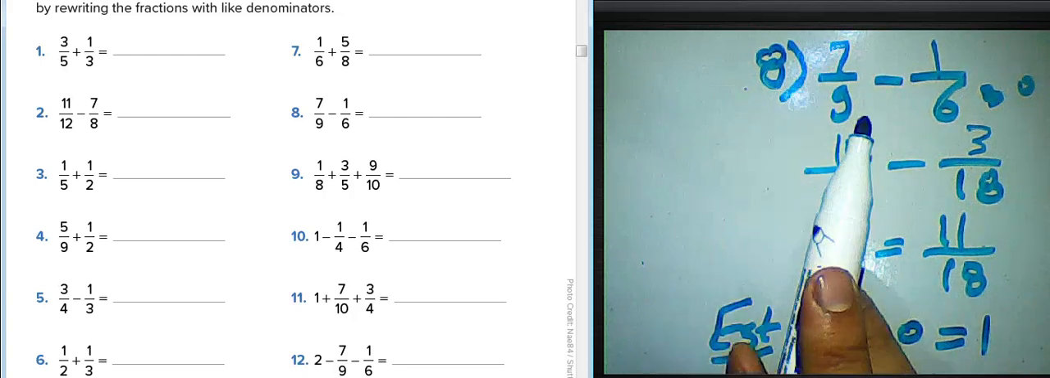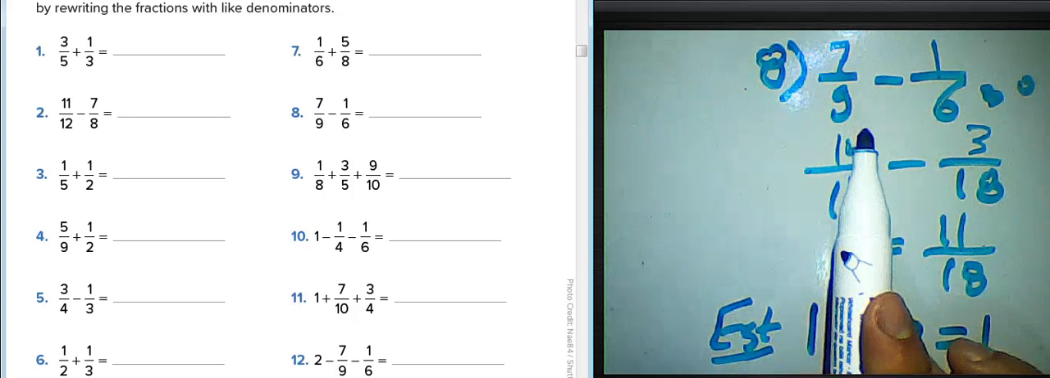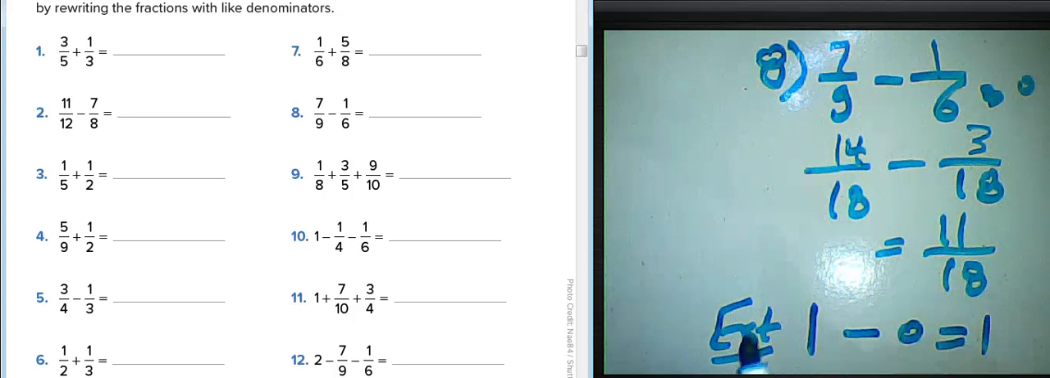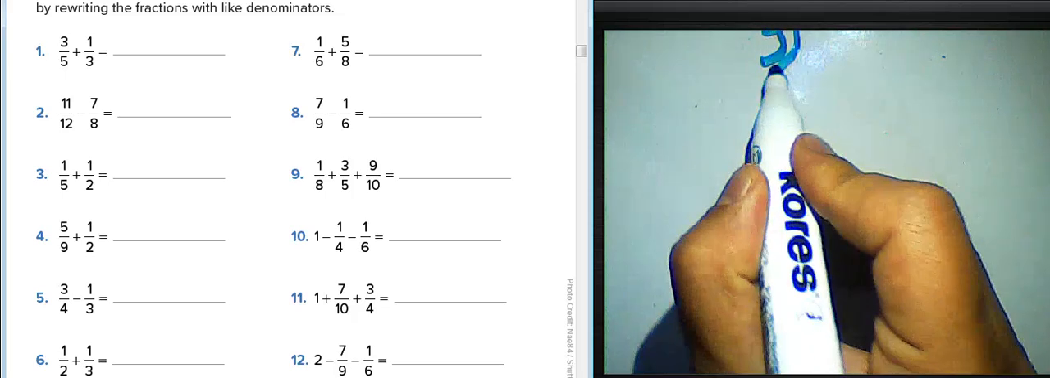And is 7 nearest to half of 9 or to 9? Half of 9 equals 4.5, and 7 is nearest to 9. So the result here will be 9. Okay, 7 is nearest to 9, so that will be 1 minus 0 equals 1. So the result is not nearest to the actual number, so the estimation is not reliable. Okay. Question number 9.